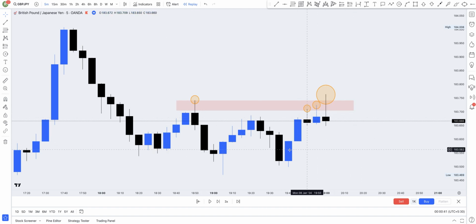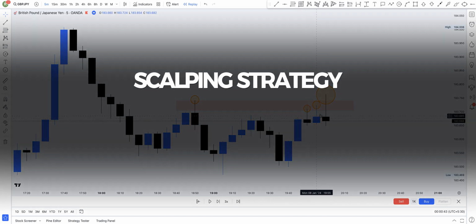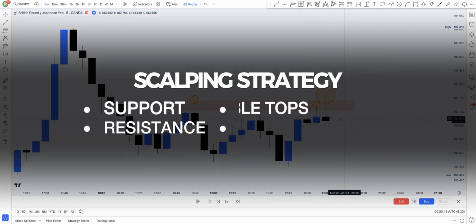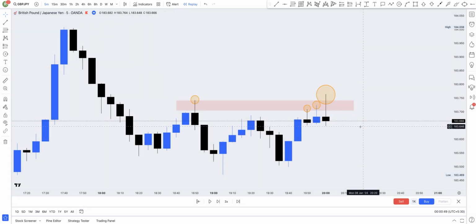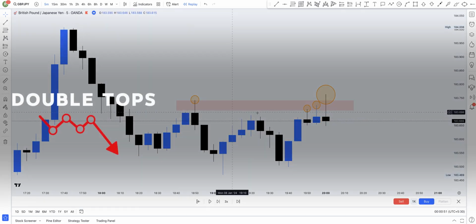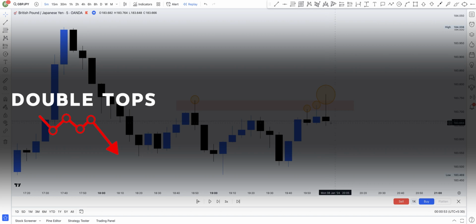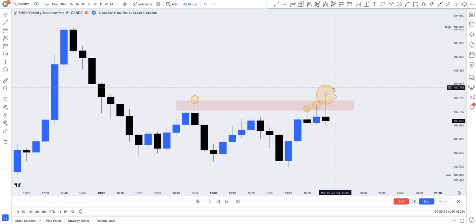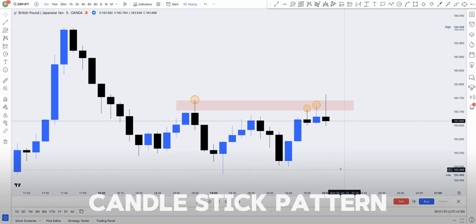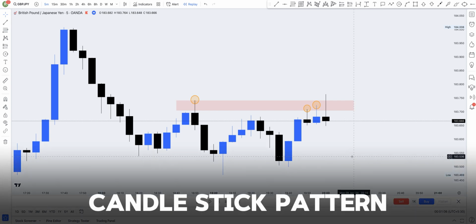Aside from support and resistance, we also have other strategies you can use, like the double tops and the double bottoms on smaller time frames if you want to grow your account. So the double tops in a downtrend and the double bottoms in an uptrend. Now we are done drawing our support and resistance zone. What else are we going to look out for? We are going to look out for candlestick patterns.